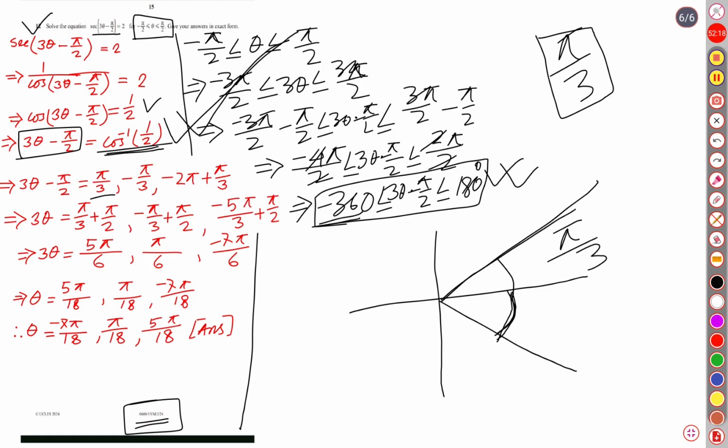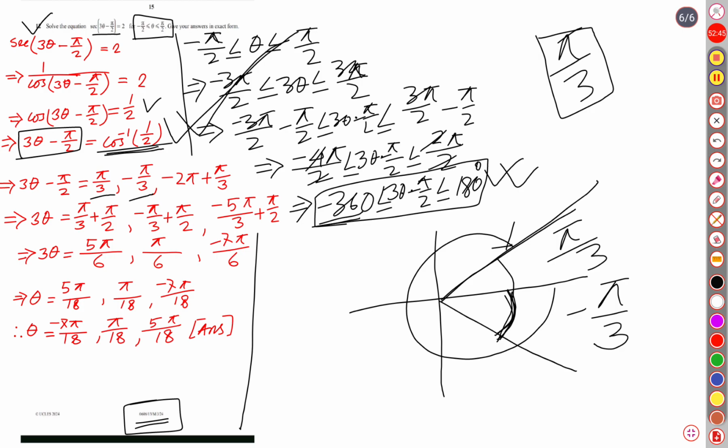Positive upper limit is 180, so we cannot accept this one. This way it is not possible. Then we have done the anti-clockwise direction. What about the clockwise direction? In the clockwise direction, if we move this way, let's see whether the values are allowed or not. So this one is negative pi over 3. We have written negative pi over 3.